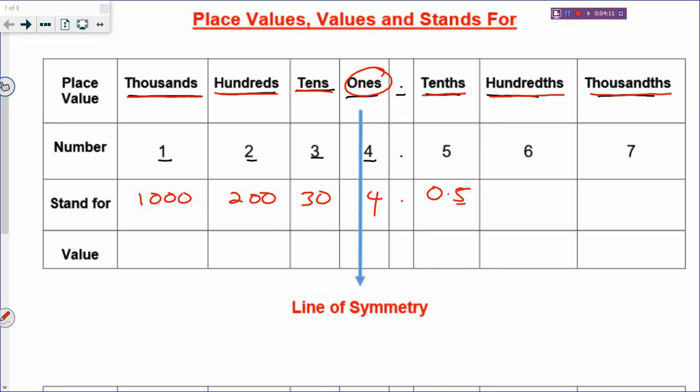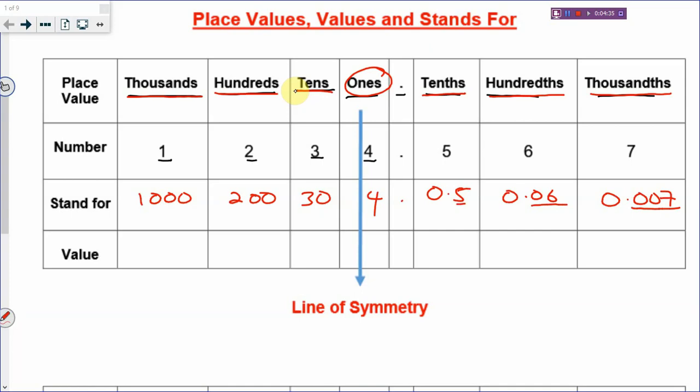So if you see one digit behind the decimal point, that is one decimal place. And then what does the 6 stand for? 0.06, and that is your two decimal place, because there are two digits behind the decimal point. And then the digit 7 stands for 0.007, and that is your three decimal place. Okay? So when you see the words stands for, you have to write in numeral.